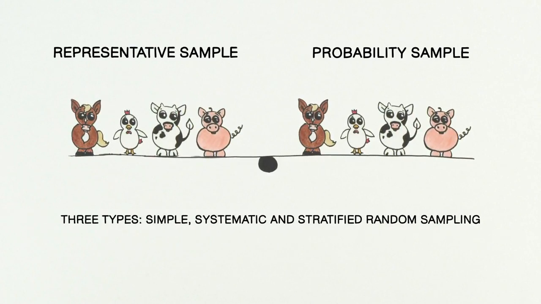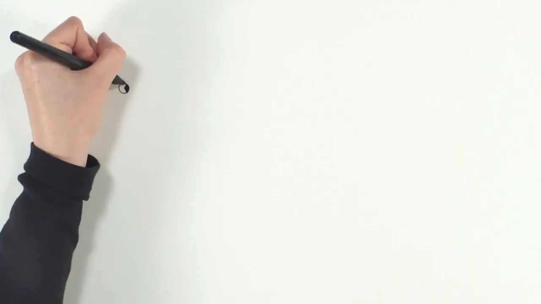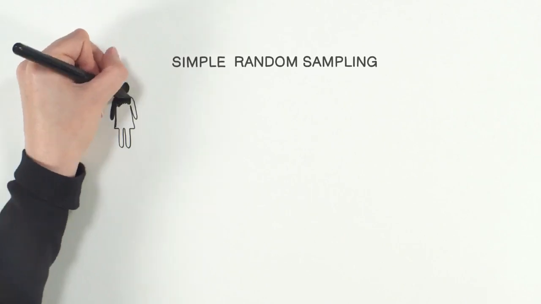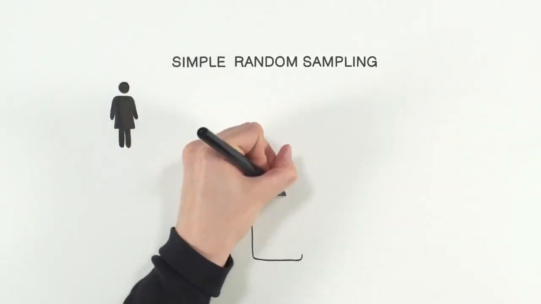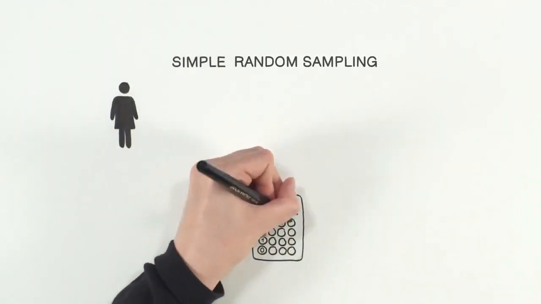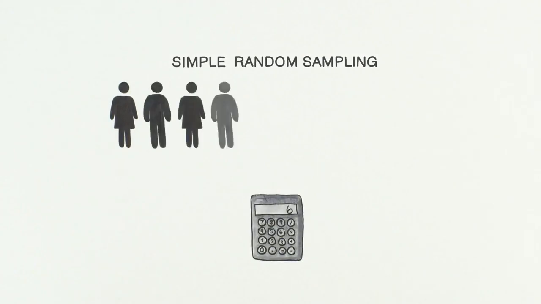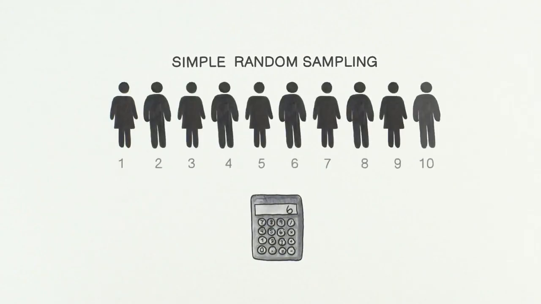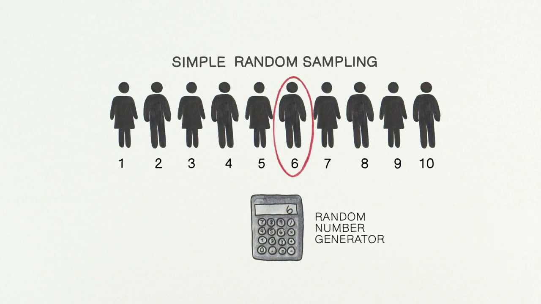There are simple, systematic, and stratified forms of random sampling. Simple random sampling is a process where all members of the population have an equal chance of being selected. One way this can be done is to assign a unique number to every member of the source population, and then randomly select one member at a time by matching a randomly generated number to the member with that assigned number. This is done until the number of desired subjects is sampled.